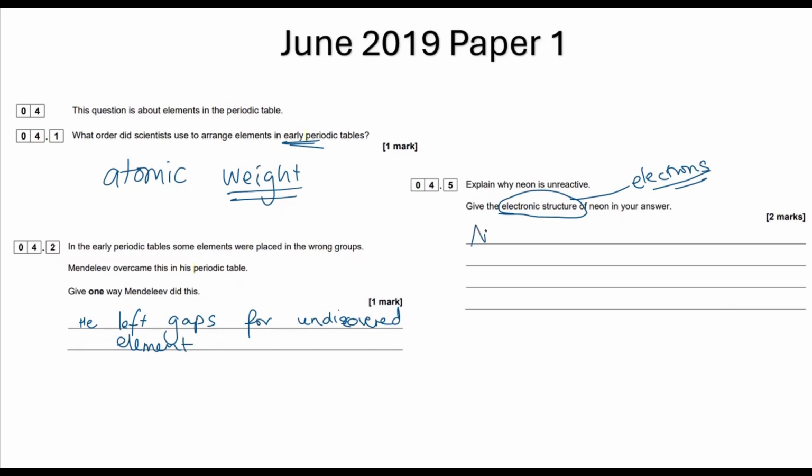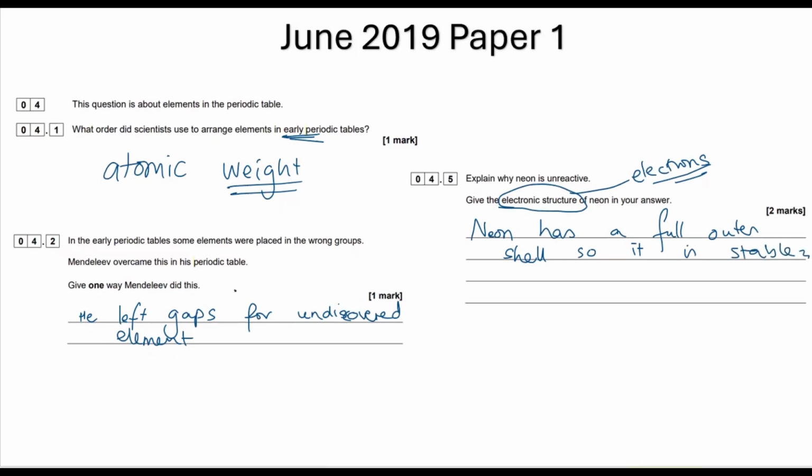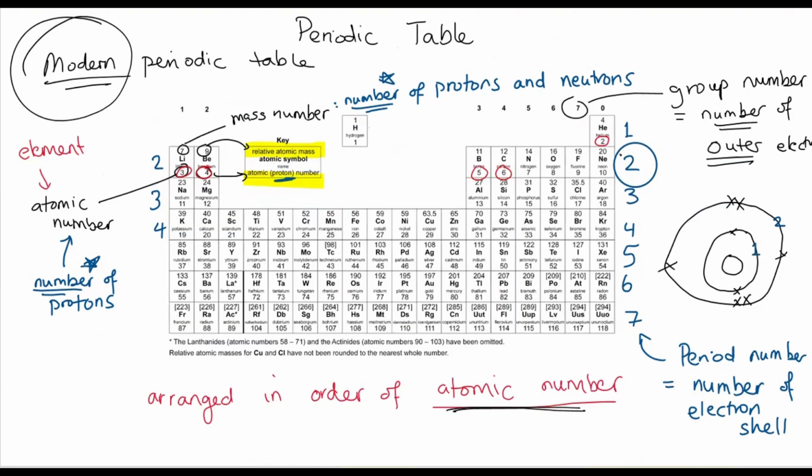So neon has a full outer shell. So it is stable. Right? Next question. Well, how do I know neon has a full outer shell? In the periodic table, neon is in group 0. Group 0 represents all of these have a full outer shell.